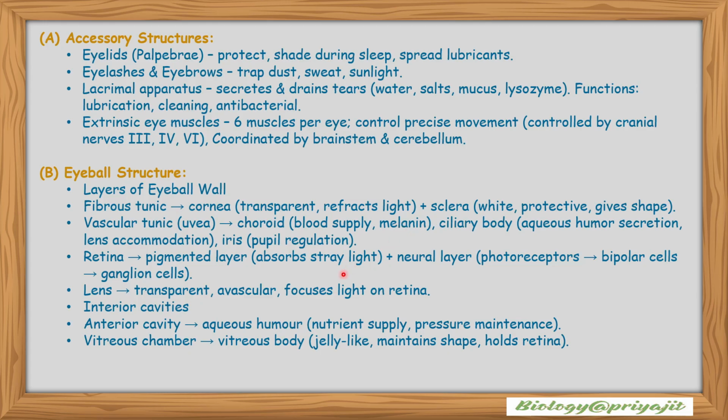Retina: there is a pigmented layer, which absorbs stray light. There is a neural layer with photoreceptors, which synapse with bipolar cells and ganglionic cells. Lens: it is transparent, avascular, and focuses light on the retina. There are interior cavities. The anterior cavity has aqueous humor, which is responsible for nutrient supply and pressure maintenance. There is vitreous humor. The vitreous body is a jelly-like structure that maintains shape and holds the retina.